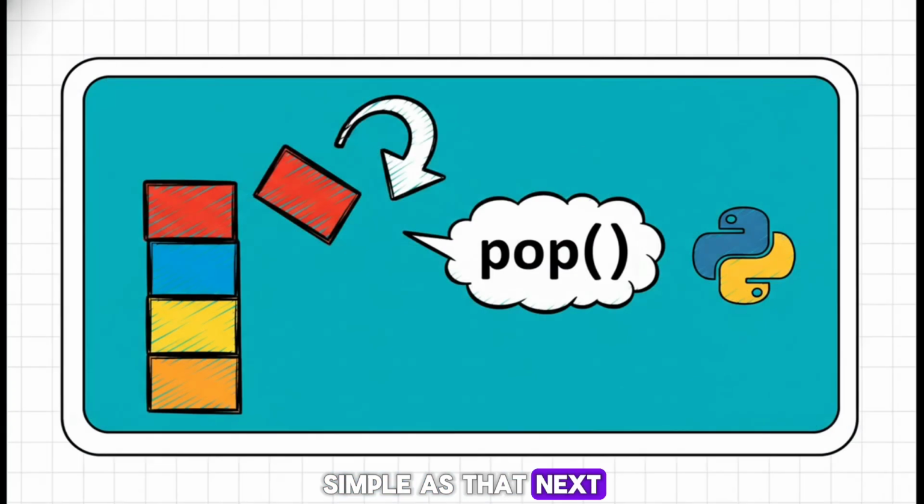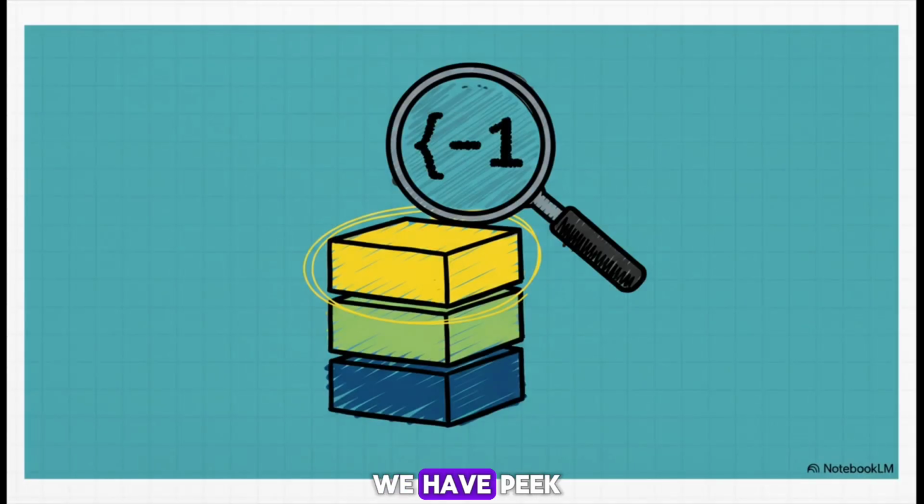Simple as that. Next, we have pop. This is basically the opposite of push. It removes the topmost element from the stack. And once again, Python's list makes our life easy. The pop method, when you just call it by itself, automatically removes and gives you back the very last item in the list, which is exactly what we want for our LIFO principle. It's perfect.